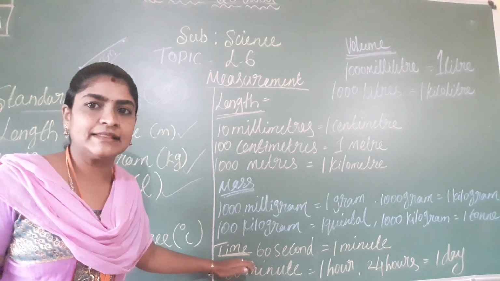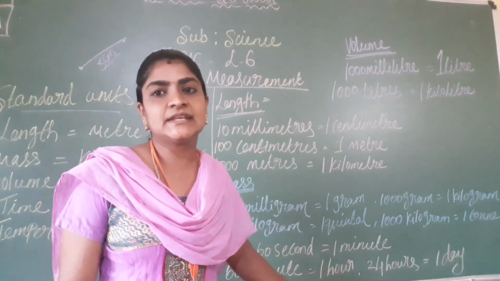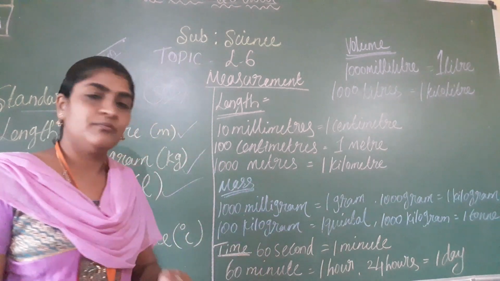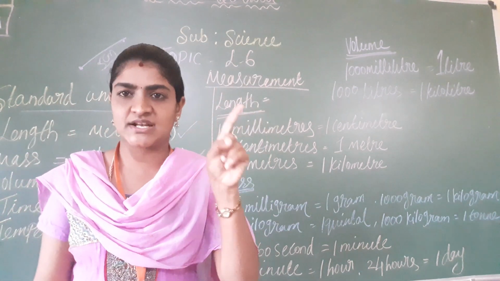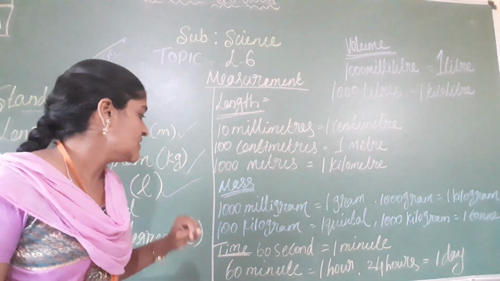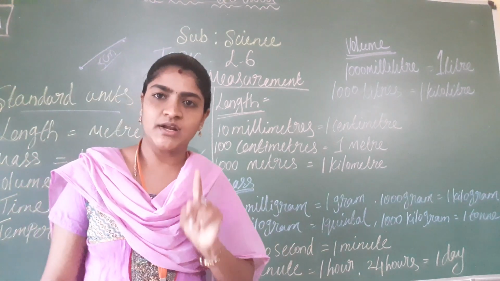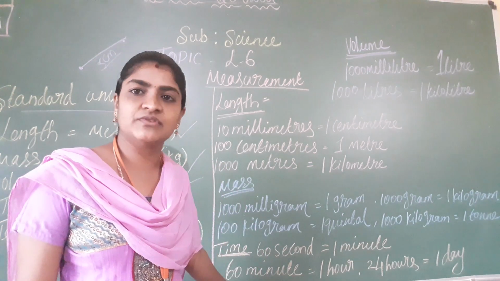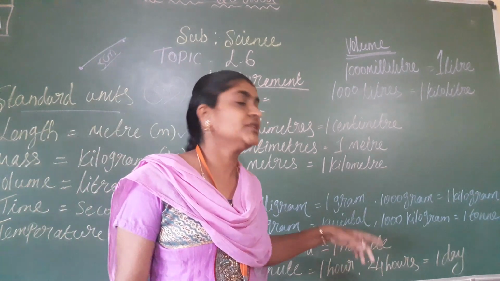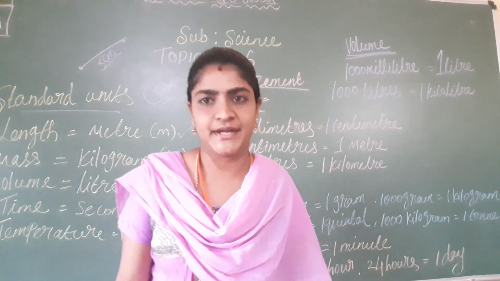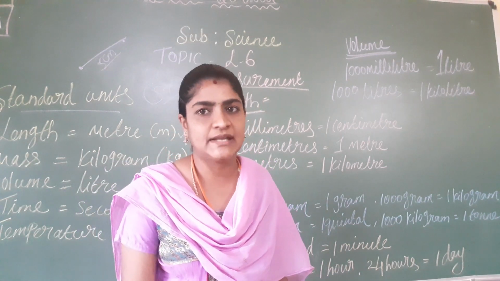How are they calculating the time? Here 60 seconds equals 1 minute. Because when the 60 seconds is over, we consider it as 1 minute, right? So likewise, 60 minutes equal to 1 hour. Okay, 60 minutes equals 1 hour and 24 hours equal to 1 day. So like this we can calculate the timing.